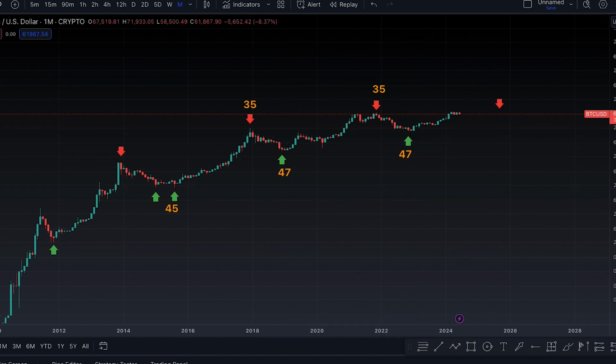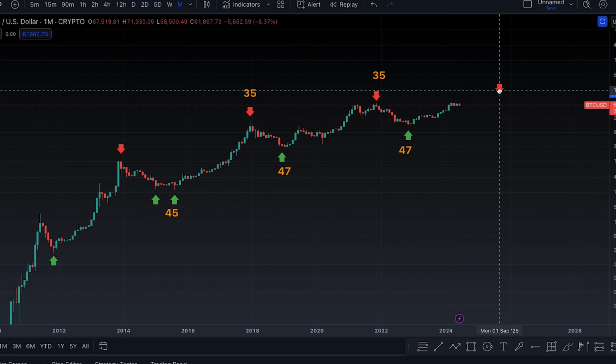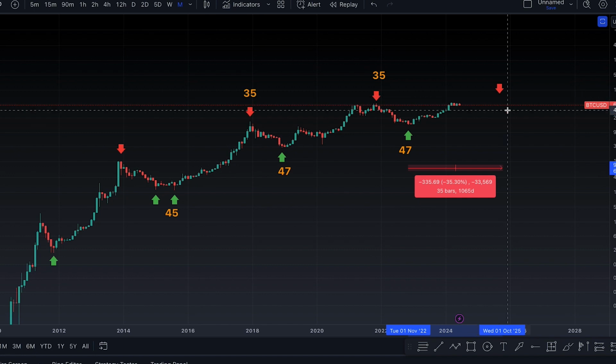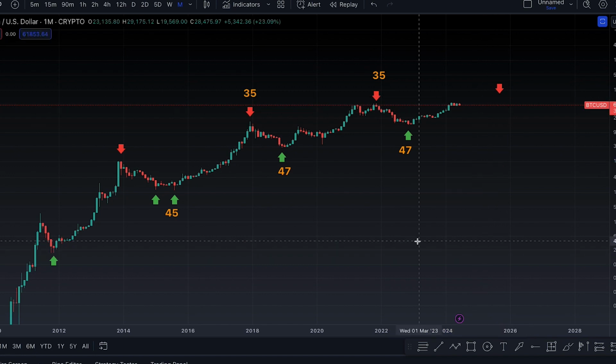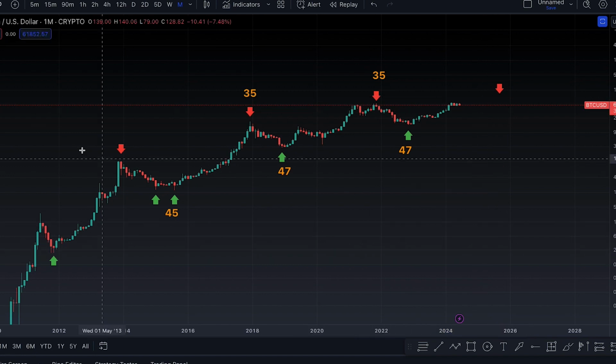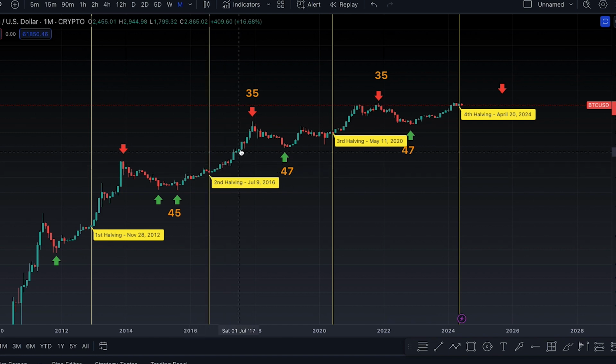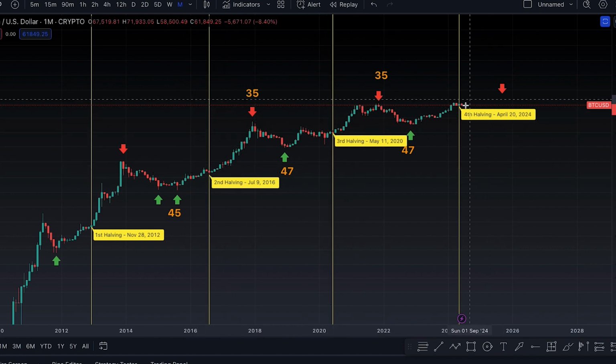And that is how he extrapolates to believe that the price of Bitcoin could top roughly in October of 2025. Now that we understand this, we understand that this is all based on the halvings. So after the first halving, price begins to go parabolic. After the second halving, price begins to go parabolic. After the third halving, price begins to go parabolic. We are expecting something the same here.